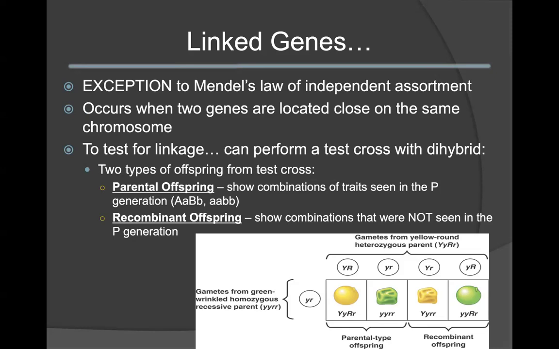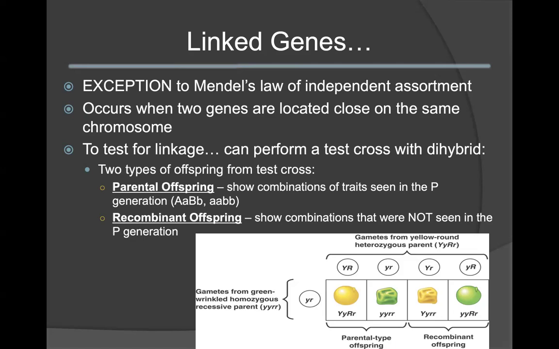Note that when we are doing a test cross using a full recessive individual, there's only one type of gamete that can result from that parent, and that would be, in this case, little y, little r. In a heterozygous individual, we have four different gamete possibilities: big Y, big R; big Y, little r; little y, big R; and little y, little r.